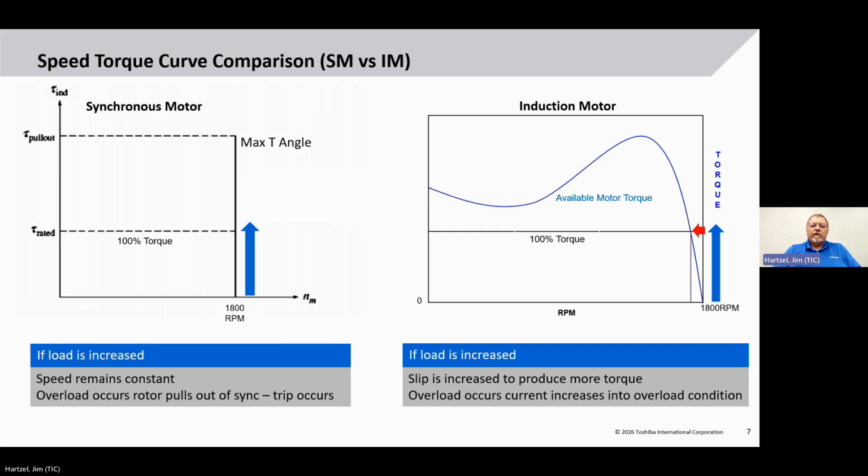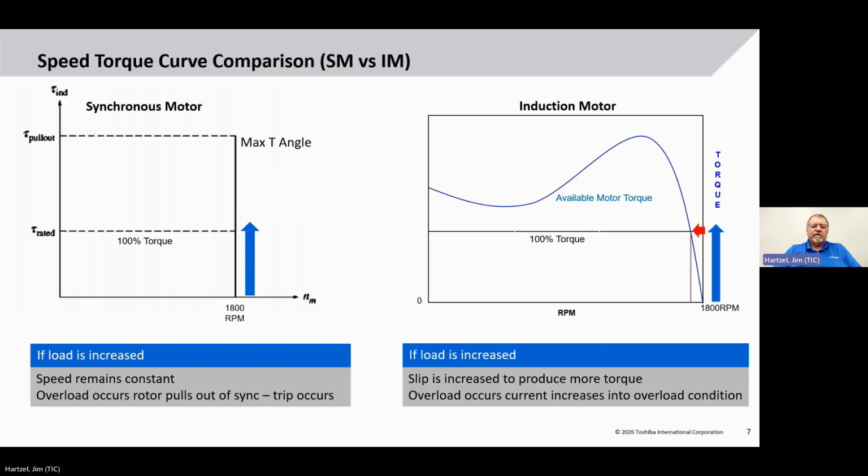Now, remember we looked at the induction motor had a speed torque curve, whereas if we increase the load, the speed would decrease. Well, here's the speed torque curve of a synchronous motor over here on the left. You can see it's turning at 1800 RPM at a very light load. As you load it up, it will turn at the same 1800 RPM.